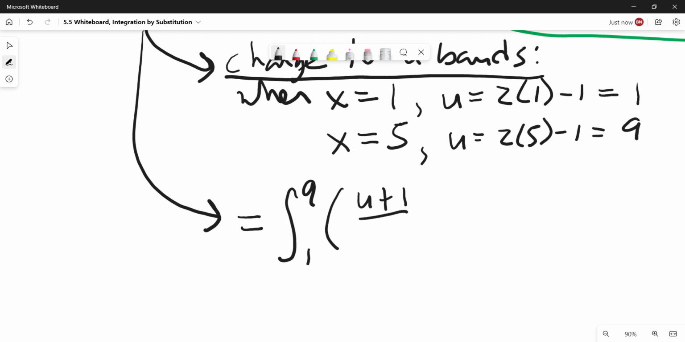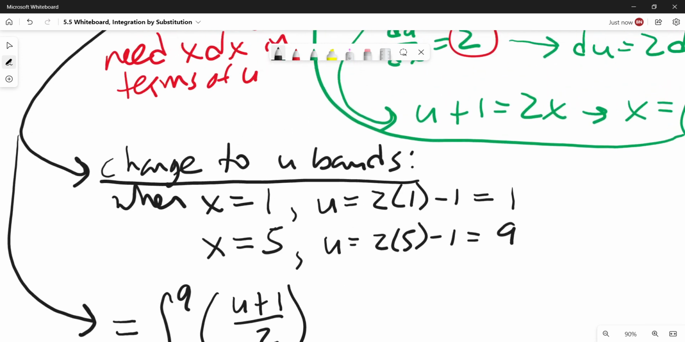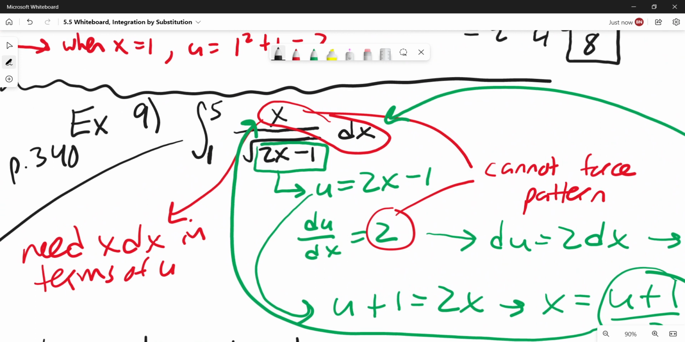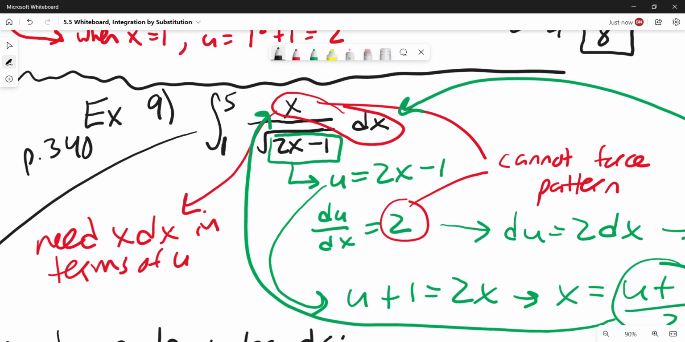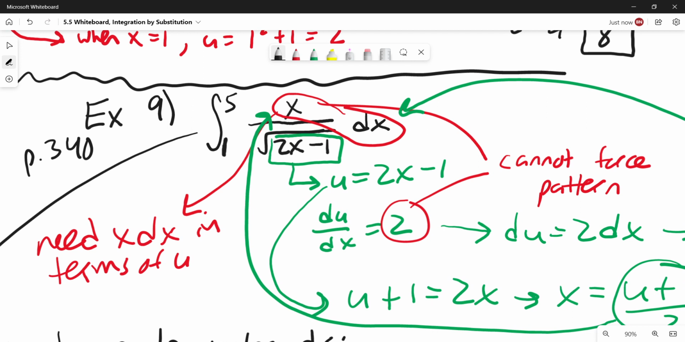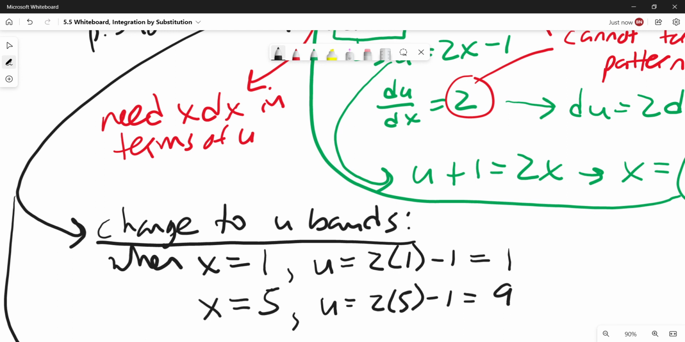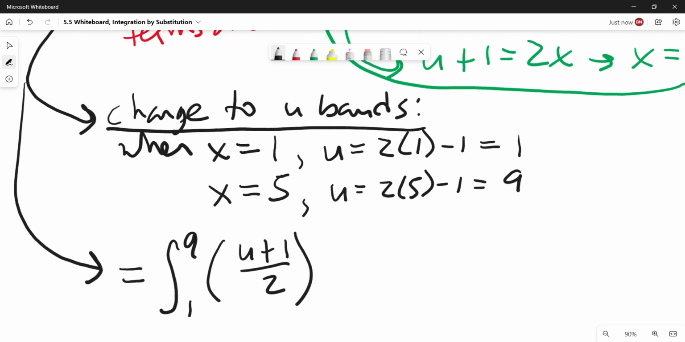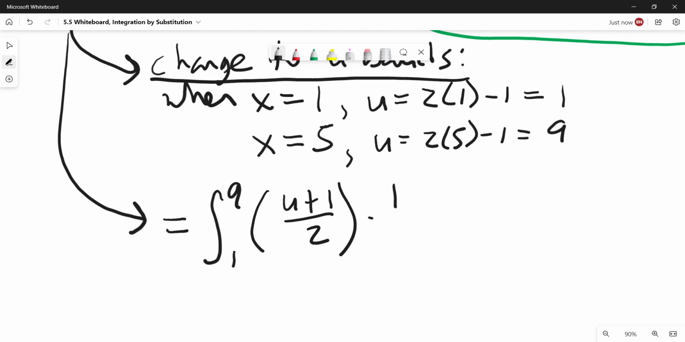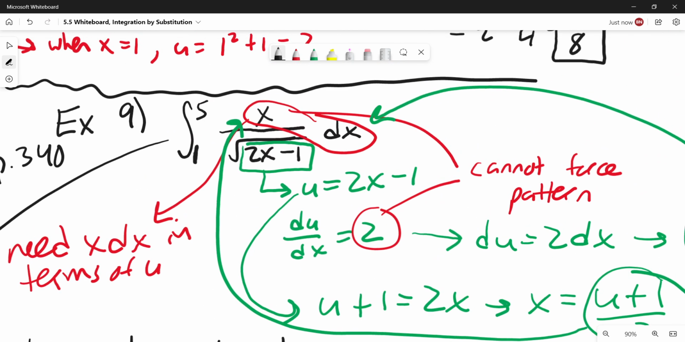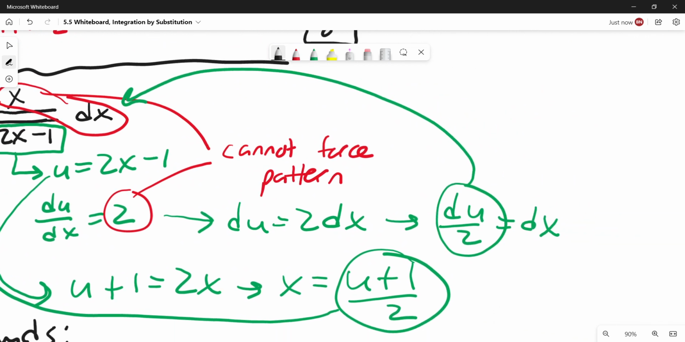U plus 1 over 2 was the value of our x. Now this is important. So our 2x minus 1 is our u, but that was 1 over the square root of u. I can write that like that for now, but then we're going to rewrite that in a second. Times our dx. Again, you can't take for granted that dx is equal to du. It usually isn't. Our dx is equal to du over 2.